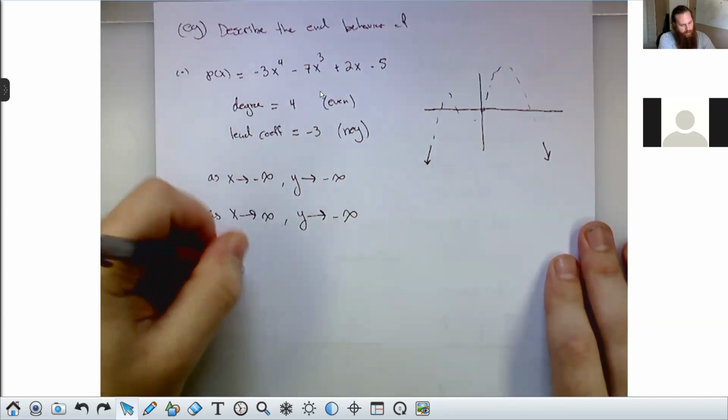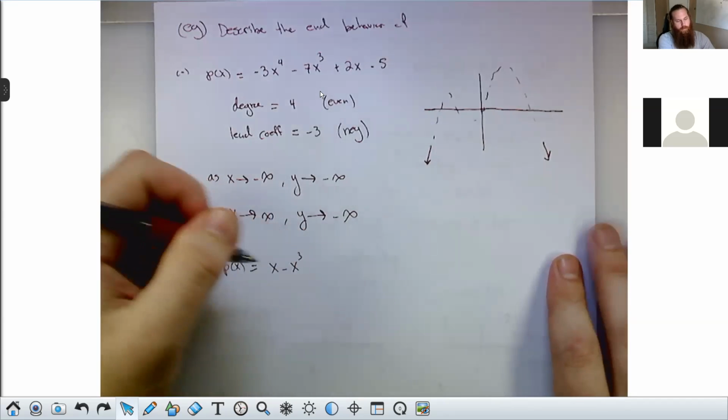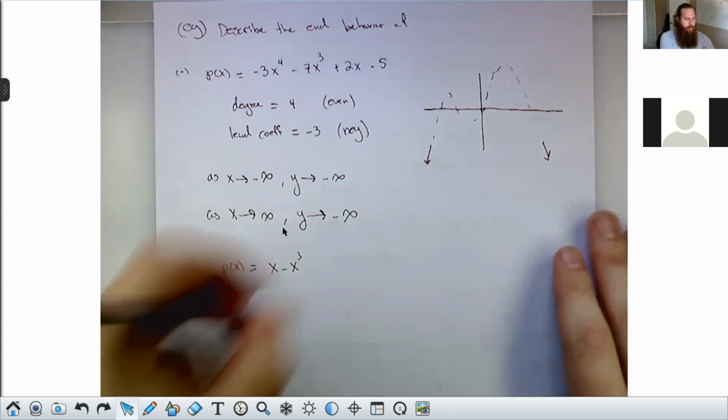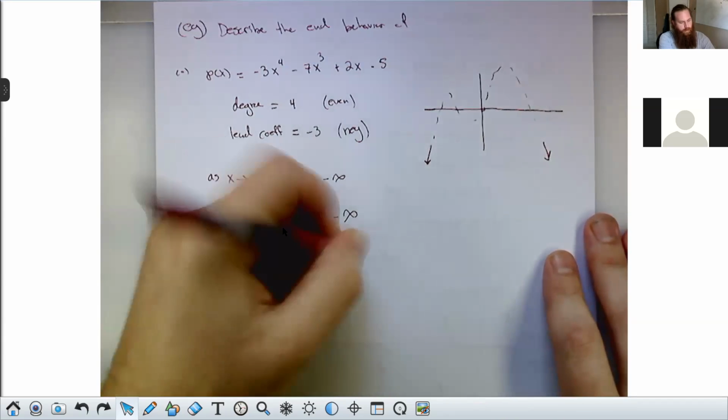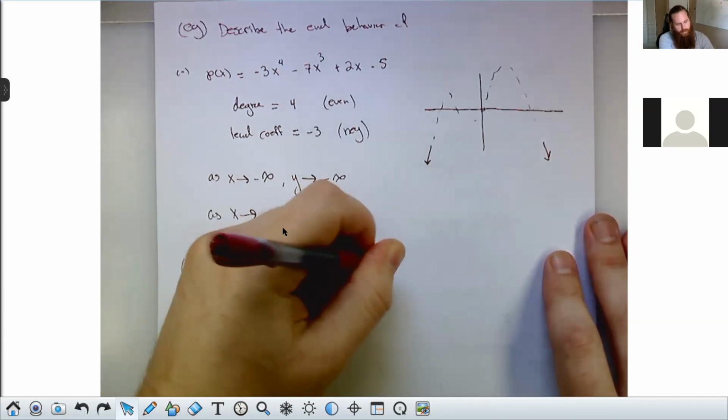If I gave you the polynomial x minus x cubed, here we have to think maybe just a little bit more than in the previous one, because it's not in this regular order that you see in the definition. You can put it into that regular order as negative x cubed plus x.